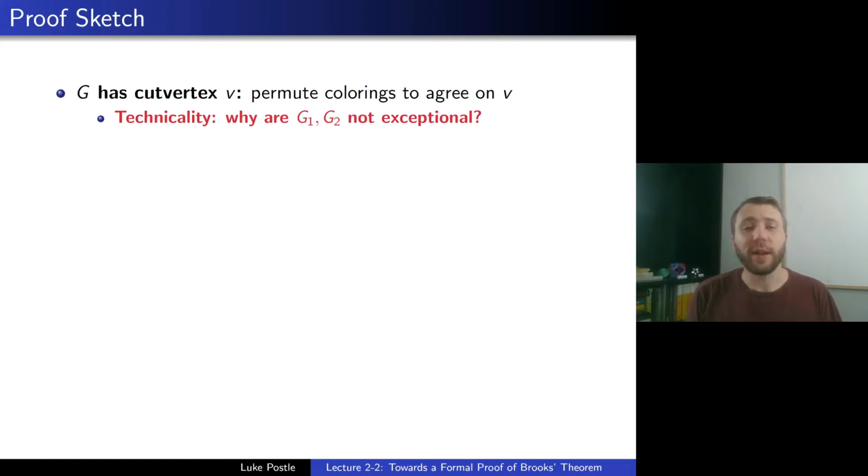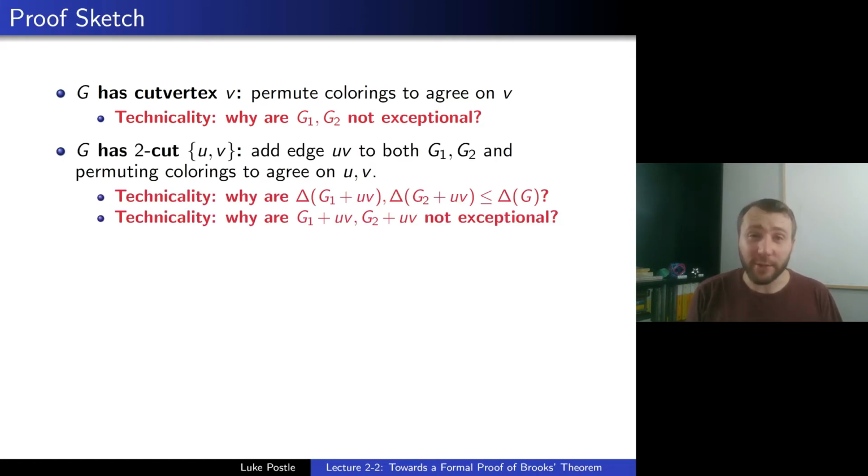But for now, we'll move on to the second reduction, which was what if G had a 2-cut, a bit harder reduction, with the 2-cut being u and v. Again, we get two smaller graphs, G1 and G2, but here it was tough to know how to permute the colorings to agree on u and v. The secret was to add the edge uv, and that will force u and v to get different colors in both colorings. Then we can permute the colorings to agree on both u and v.